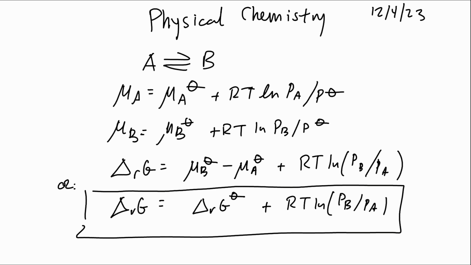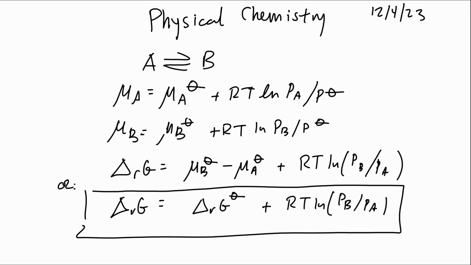So if PA was equal to P naught, then mu A would be mu A naught. Same with B. If we take the difference of these, and this is a special case because the stoichiometries are 1 and -1, so it looks a little simpler than a more complicated and more realistic reaction.